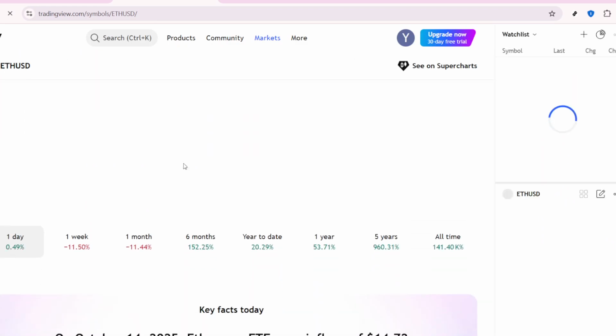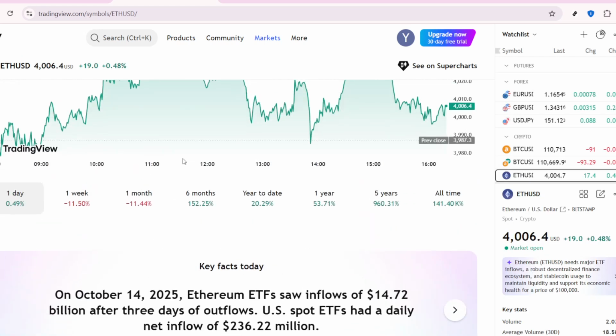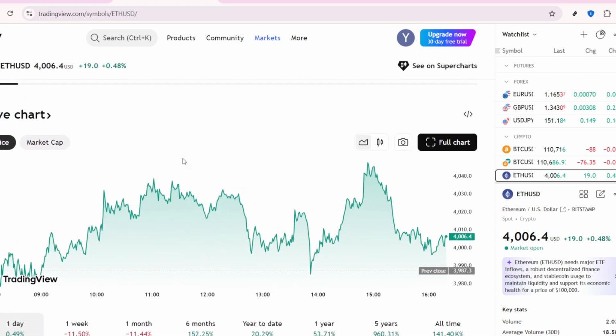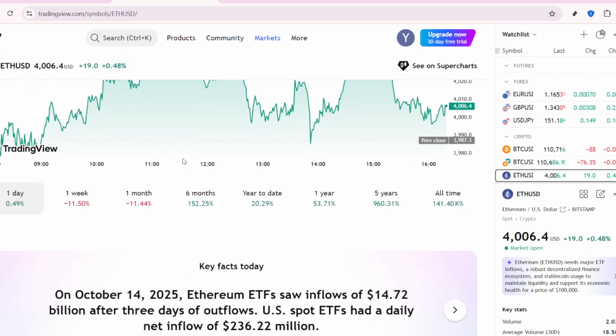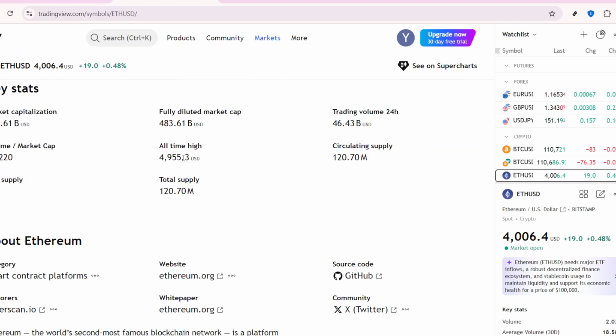Start by opening tradingview.com/chart. In the symbol search, type ETHUSD for a USD pair or ETHUSDT if you prefer a stablecoin pair. Pick a reliable exchange feed, then choose a time frame that matches your style: 15 minutes for scalping, 1 hour for swing trading, or 1 day for broader trends.